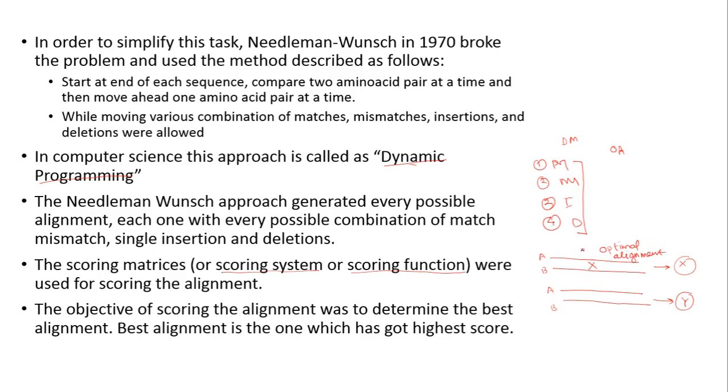Okay, like the dot matrix method, we would generate all possible alignments. But what have we introduced over here? We have introduced the concept of a scoring function or scoring system, by which for whatever possible alignments you have generated between two sequences, you would go on scoring them, and the alignment which has got the maximum score, we can consider it the optimal alignment. So the objective of scoring the alignment was to determine the best alignment, which would be the one with the highest score, and hence you can solve the problem of finding the optimal alignment.